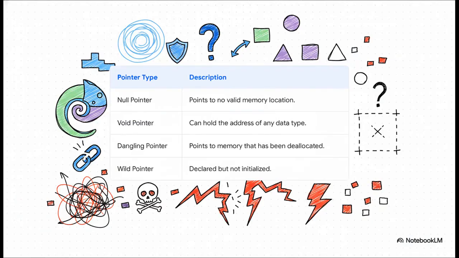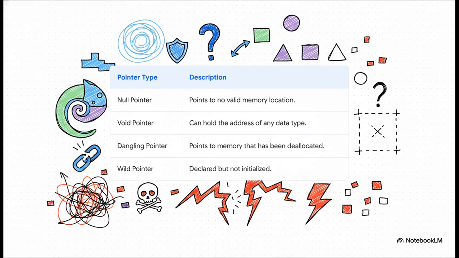Now here's the thing. Pointers can be your absolute best friend in programming, or they can be your worst nightmare. You've got different kinds. A null pointer is the safe one. It's basically a pointer that's proudly announcing, I point to absolutely nothing, which is a good thing. A void pointer is like a skeleton key. It's a generic pointer that can hold the address to any kind of data. Super flexible. But then you get to the scary ones.